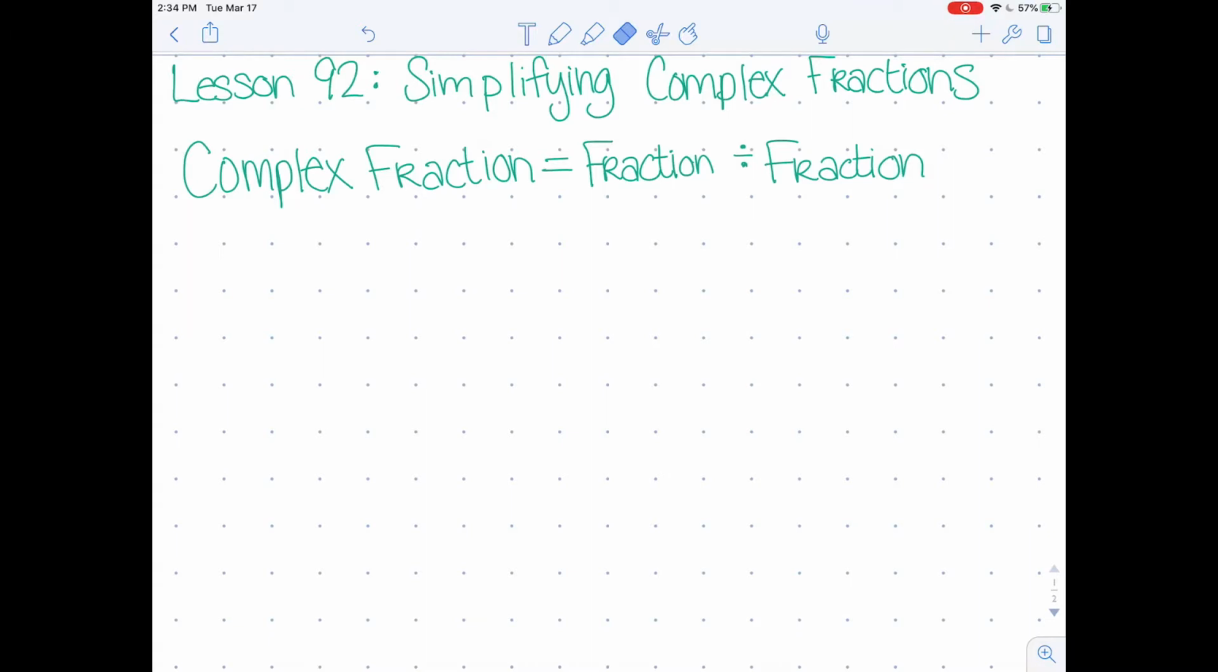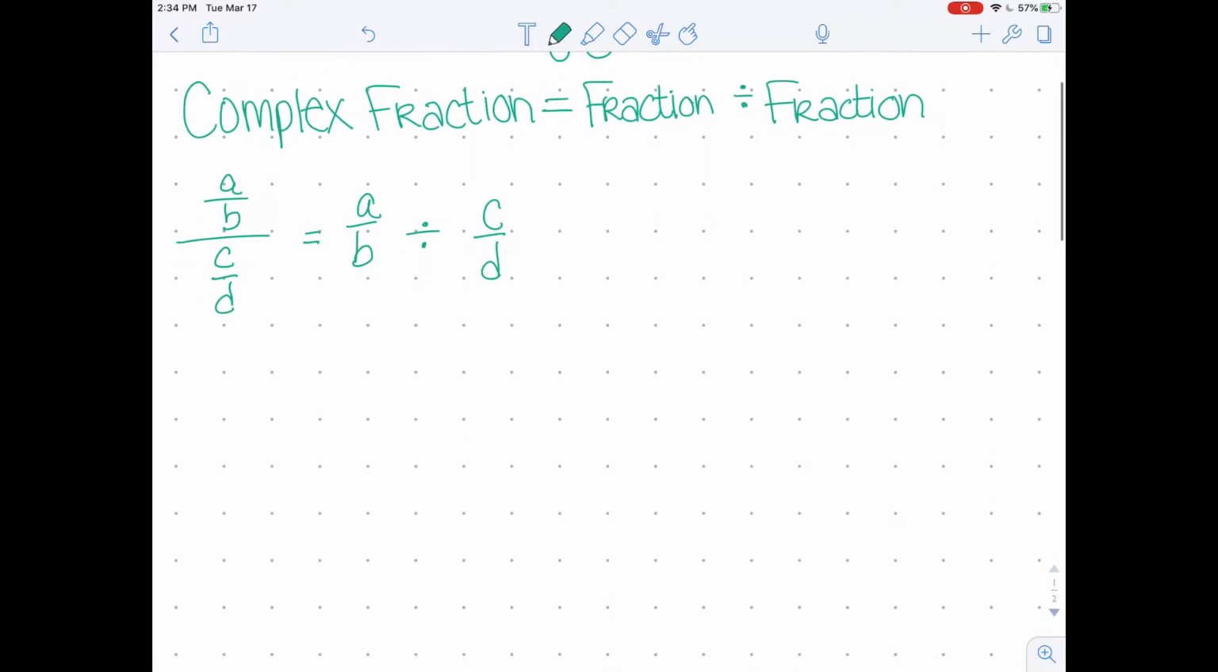So, first of all, you could get a complex fraction that looks like a over b over c over d. And just at first glance, that kind of looks like a bunch of letters stacked on top of each other. But we know that fractions can be written as division statements. So we can write a over b divided by c over d. And we all know how to divide fractions. We multiply by the reciprocal. So that's the main gist of what's going on today. So let's just try an example like this.